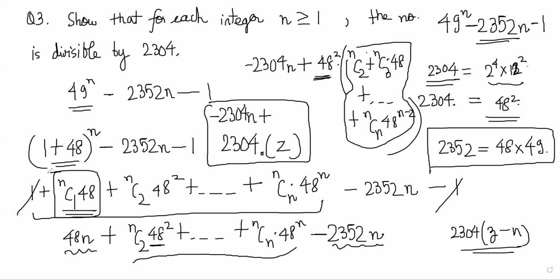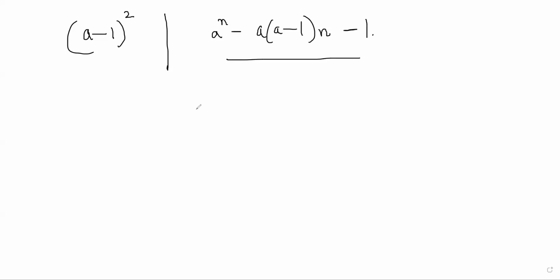And now, in general, the question can be generalized and you can show also that a minus 1 square will divide a power n minus a times a minus 1 n minus 1. You can prove this. If you put a as 49, you will be able to show 48 square is similar to 49 part. The question is a generalization.